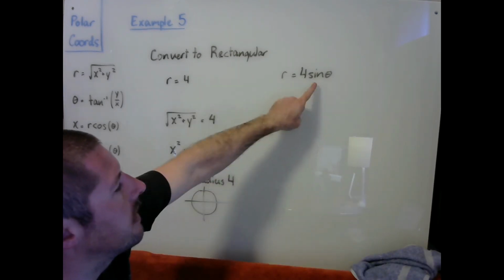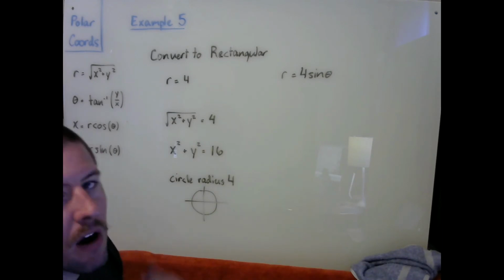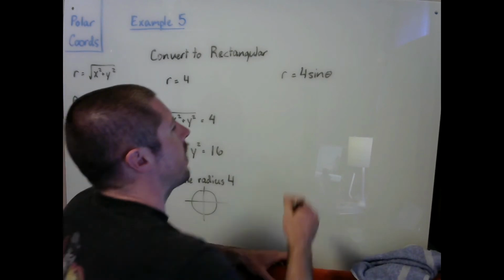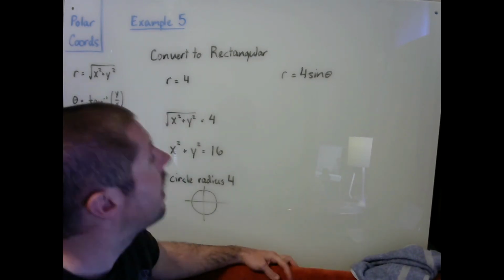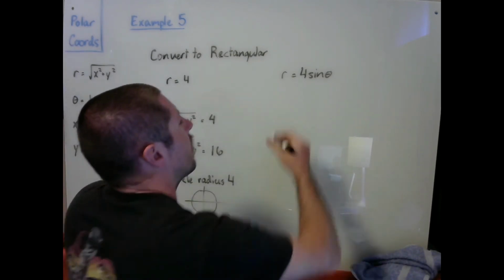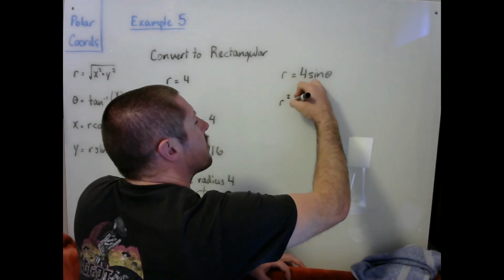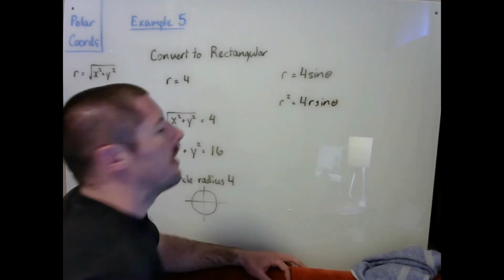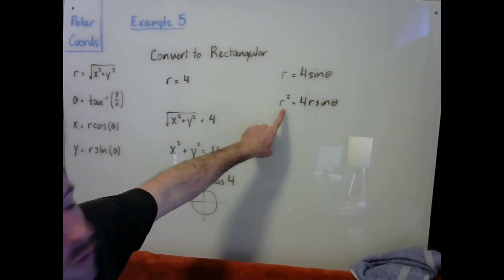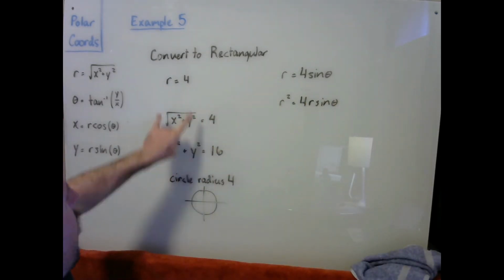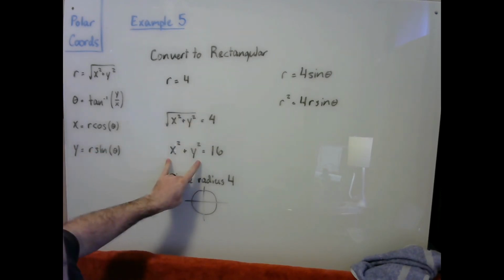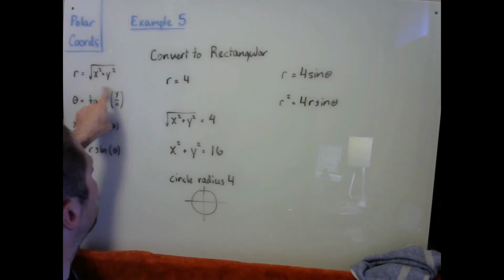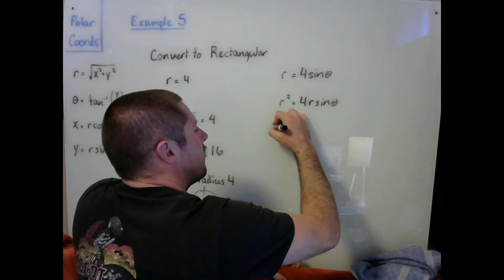So since sine theta really wants a buddy of r hanging out up front, what I'm going to do to help myself out is not square both sides. I'm going to multiply both sides by r. And that's going to leave me with r squared equals 4r sine theta. This is good for me because r squared is a really simple quantity for me. In fact, when we square r, we just get x squared plus y squared, right? If r is the square root of x squared plus y squared, then when you square it, you just get x squared plus y squared.